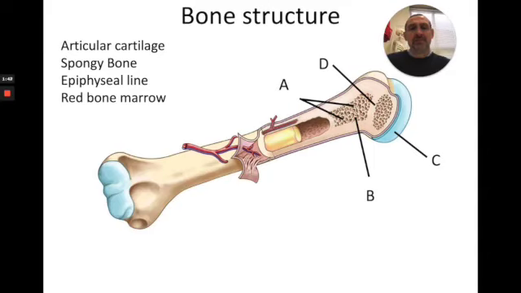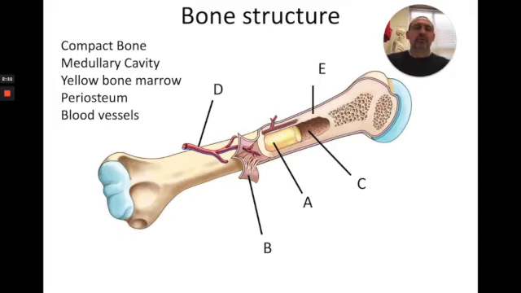The spongy bone is the part of the bone that has those little pockets in it. So that would be, A is pointing to some spongy bone. The epiphyseal line, we sometimes call that the growth line or growth plate. That's D. And then red bone marrow is in that spongy bone. So that would be the letter B.